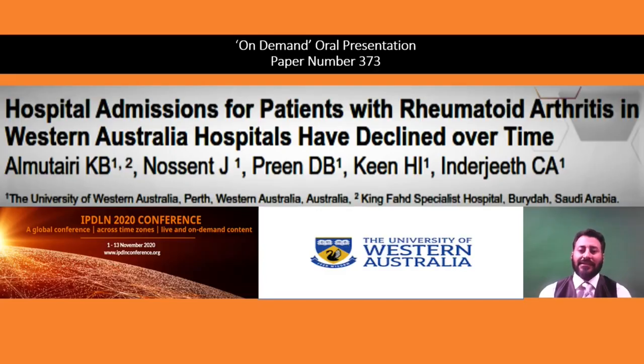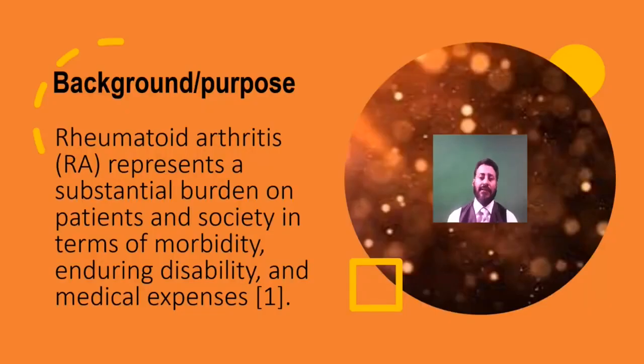My oral presentation today for paper number 373, Hospital Admissions for Patients with Rheumatoid Arthritis in Western Australia Hospital have declined over the time. It's written by me and Professor Nosset and Professor Green and Dr. Keane and Dr. Enderji. So let's start our presentation today.